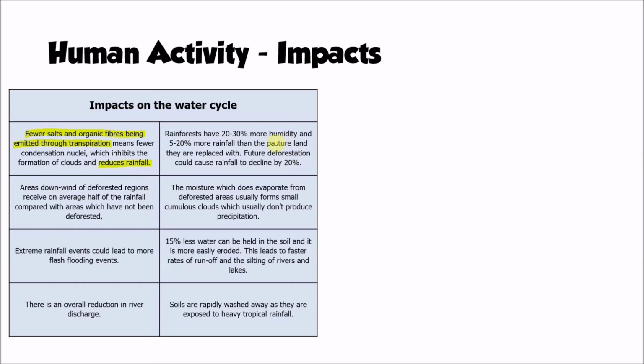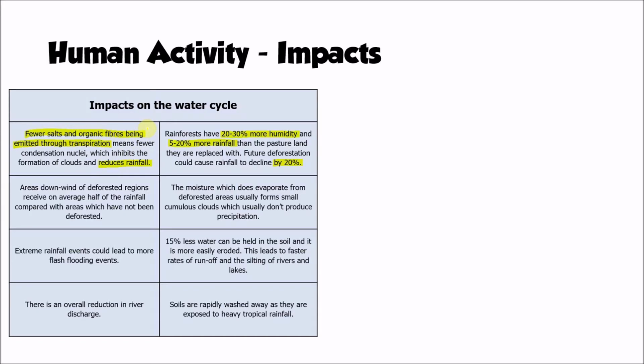The rainforests themselves have a much higher level of humidity, about 20 to 30% higher, and about 5 to 20% more rainfall than the farmland that they end up being replaced with. And it's estimated that future deforestation could cause rainfall to decline by up to about 20%, and that's because of a reduction in this transpiration that we mentioned earlier.